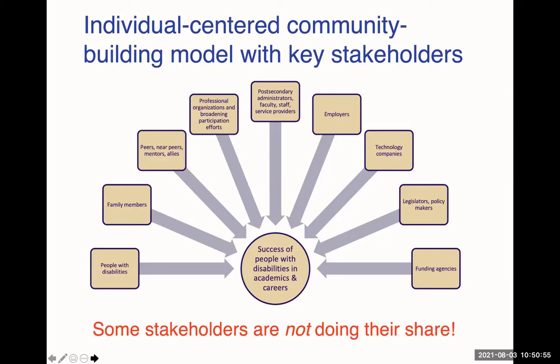So the first group here, as far as a stakeholder, is people with disabilities. We can't ignore people with disabilities. I love to go right after the panel, by the way. So we need to center the voices of people with disabilities and their experiences, no doubt. And they have a role to play in self-determination and so forth in their success. Other stakeholders include family members and peers and near peers, mentors, allies, professional organizations like the Disability Services Office, broadening participation efforts around the country, post-secondary administrators, faculty, staff, service providers. That's the group I'm talking to today. And so I'm tailoring my words to that group at your institution.